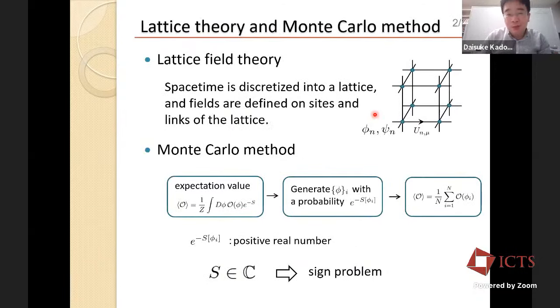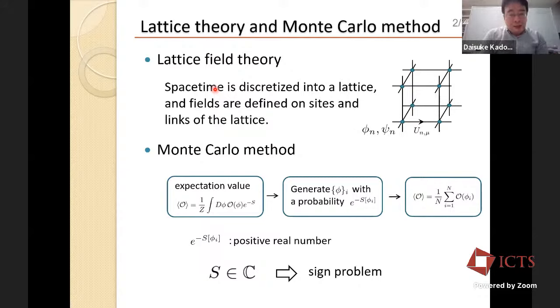Anyway, I'll start by talking about lattice field theory, and I'll explain what the sign problem is. Quantum field theory has infinite degrees of freedom and has nonlinear interactions in general. So it's difficult to evaluate physical quantities of QFT using analytic methods beyond perturbation theory.